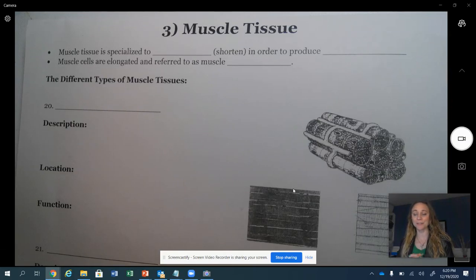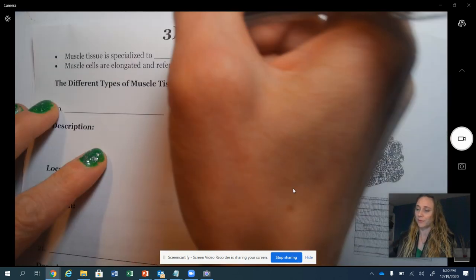Okay, so the last type of tissue that we're going to study is going to be muscle and nerve. We don't do too much with it, but we do talk about the different types of muscle tissue, the skeletal, cardiac, or smooth, and then kind of a generalized view of nerve cells. All right, muscle tissue. So muscle tissue, it's specialized to contract, essentially.